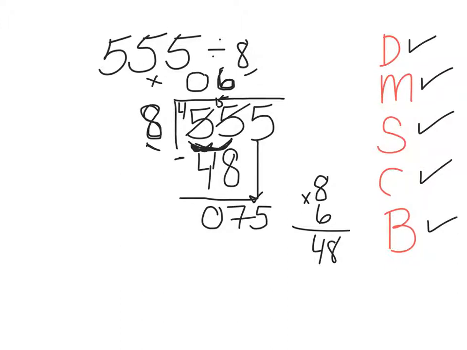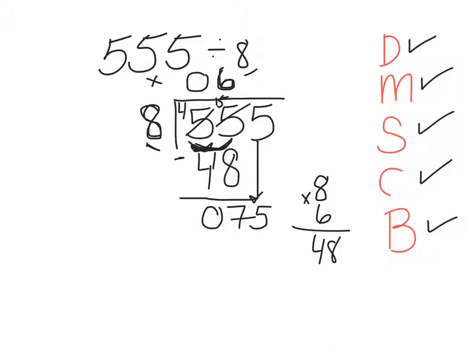And let's divide. Remember, now we're down here. We're asking how many times can 8 go into 75? 8 is definitely smaller than 75, so we know that we can do it. In this case, we have to do some guessing again.